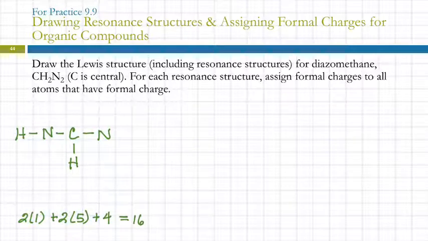So I got 2, 4, 6, 8, 10, 12, 14, 16. Well, what can we do here? I could take this lone pair and make it a double bond. And now the nitrogen has 8 and the carbon has 8. The hydrogens are good, but this nitrogen isn't. And again, I can't take this and share it because the carbon would have too many. So moving the hydrogen to the nitrogen seemed to help. So let's try that with the other hydrogen.